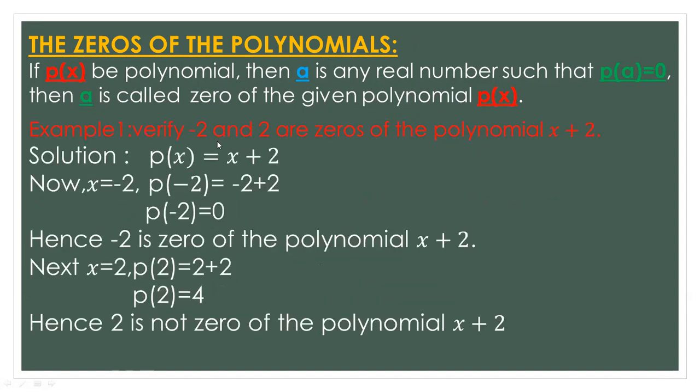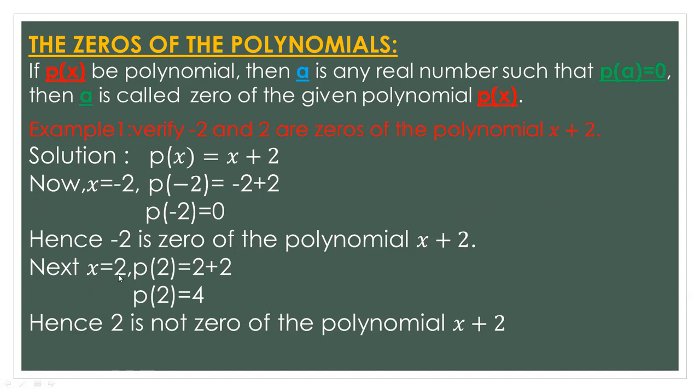Okay, so this one we can study with some examples. Example: verify -2 and +2 are the zeros of the polynomial x plus 2. Its solution is p of x is equal to x plus 2. Now we can replace x with -2. P of -2 becomes -2 plus 2, which becomes 0. Hence, -2 is a zero of the polynomial x plus 2.